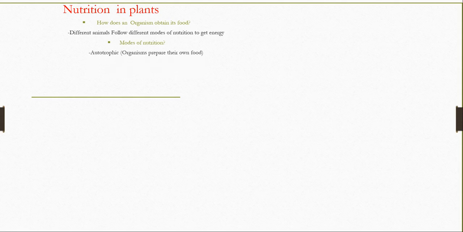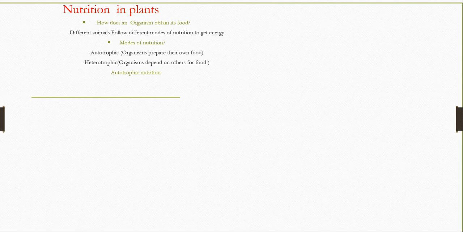They are autotrophic, where the word auto means self. Here the organisms prepare their own food. Heterotrophic nutrition, where the word hetero means other. In this, the organisms depend on others for food. Now we'll see which organisms are responsible for autotrophic nutrition.